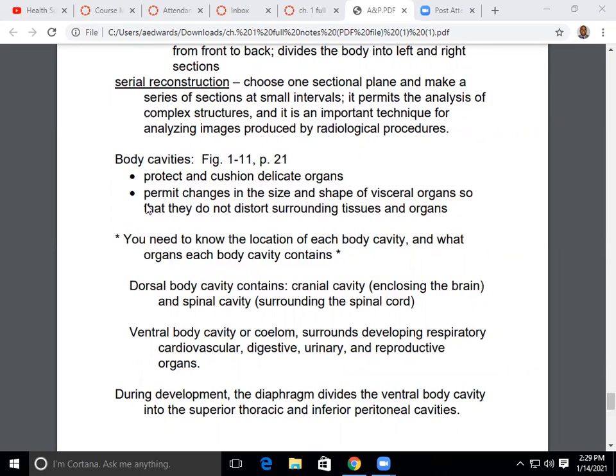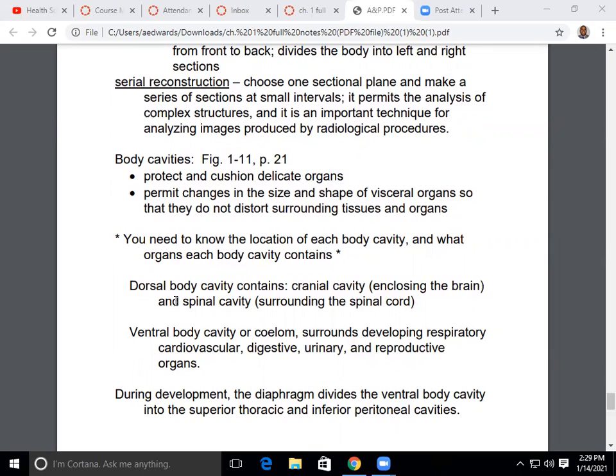Also known as coelom, it's going to surround your respiratory system organs, your cardiovascular system organs, digestive organs, your urinary organs, your reproductive organs. All that's considered ventral, okay? So we'll get into more detail about the different cavities in lab, but I just wanted to introduce that to you.